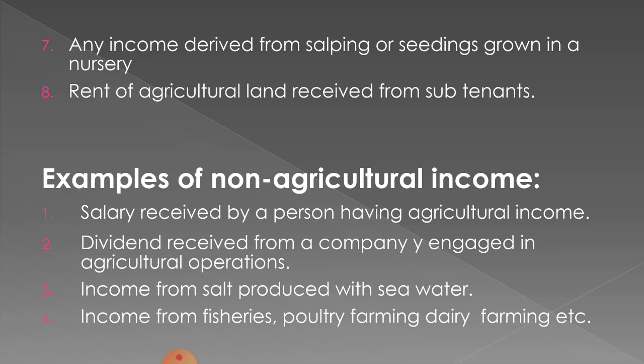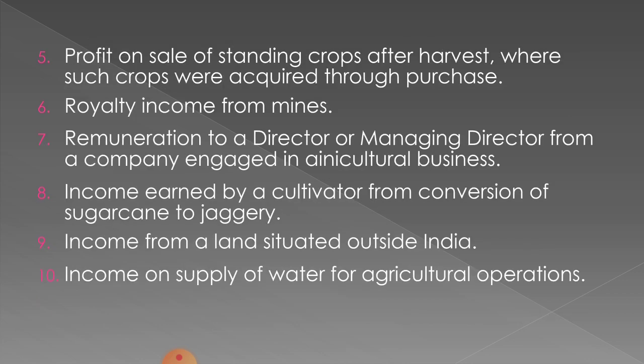Such non-agricultural incomes include salary received by a person having agricultural income. Any salary received by a person who is having agricultural income is not considered as agricultural income. Such a salary is not considered as agricultural income. Next one, dividend received from a company engaged in agricultural operation. Income from salt produced with seawater. Production of salt is not considered as agricultural income. Income from fisheries, poultry farming, dairy farming, etc. is not considered as agricultural income.